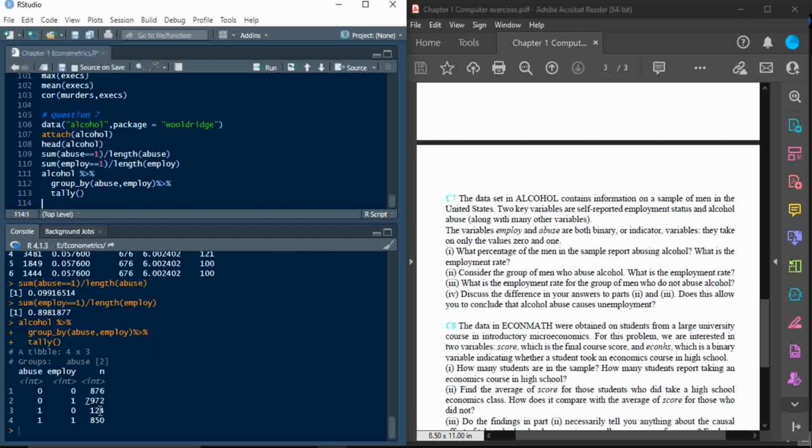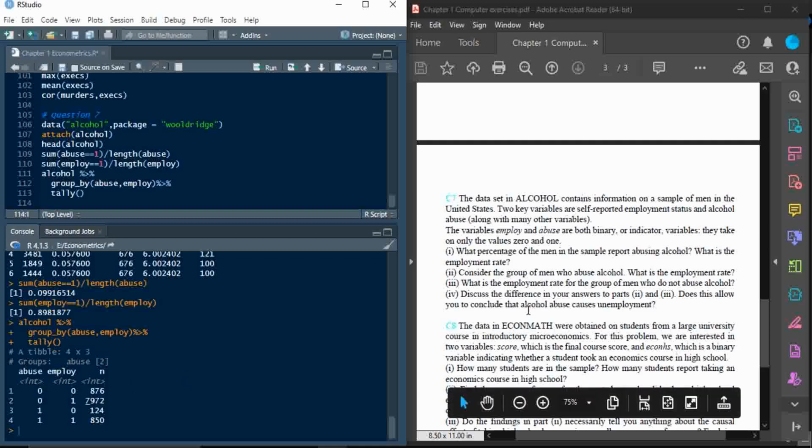Now those who abuse alcohol and are employed, the number of persons is 850, and those who abuse alcohol but are unemployed are 124. Those who do not abuse alcohol and are employed is the greatest number, 7,972, and those who do not abuse alcohol and are also unemployed are 876 people.